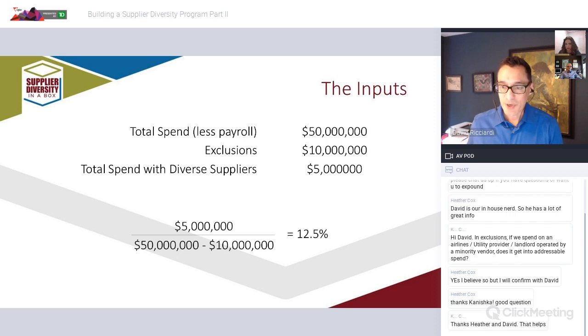And with that, I'm going to segue onto the other part of this topic. We've talked about the exclusions. The all spend is pretty obvious. But when we talk about what that diverse spend number looks like, then we really have to get into the definition of, well, what do we call a diverse supplier?